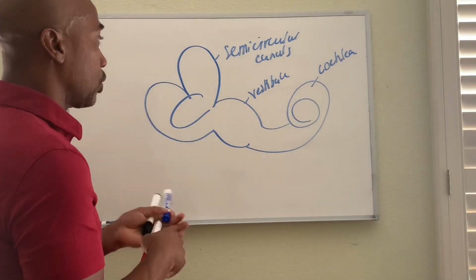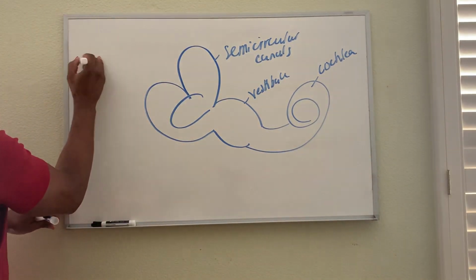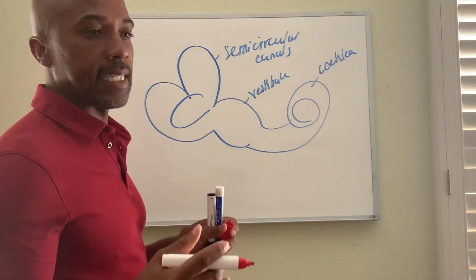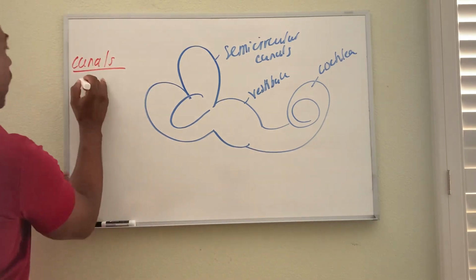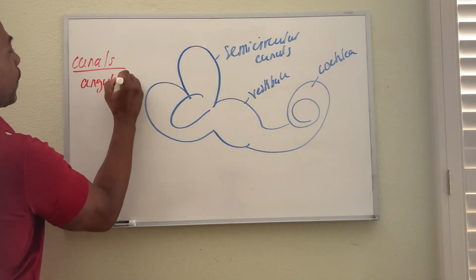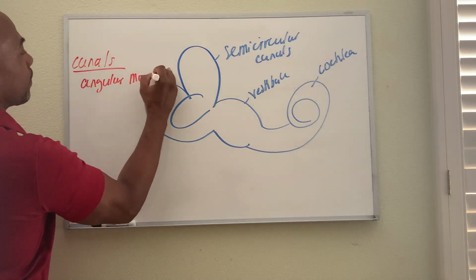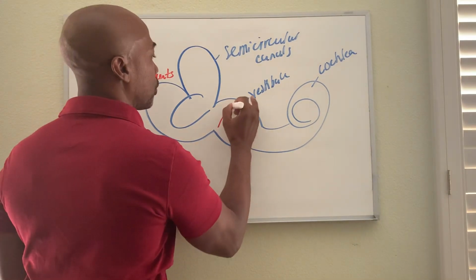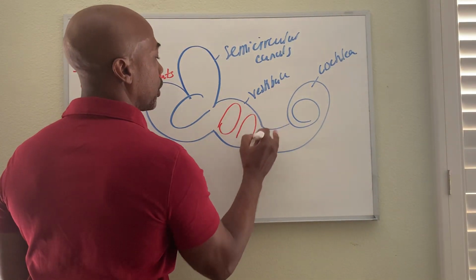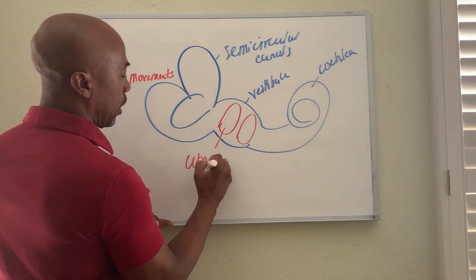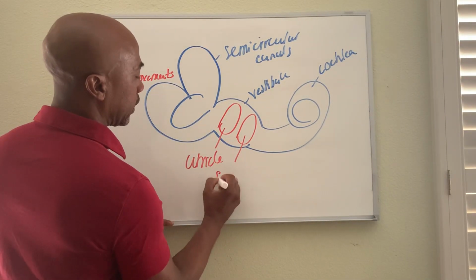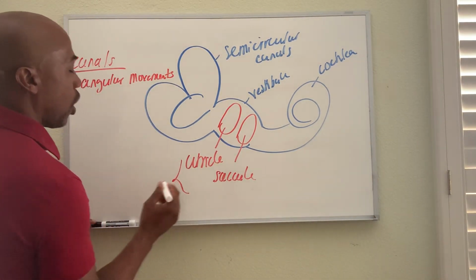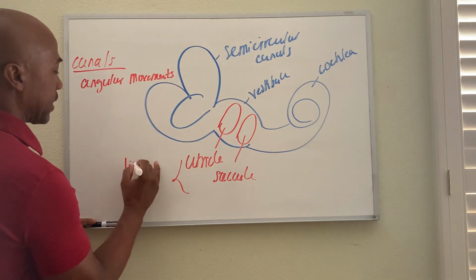So the canals are responsible for detecting the head during angular movement. So they're good for angular movements, while the vestibule has in it 2 structures. An upper structure called the utricle, and the lower one called the saccule. Okay? And these 2 are useful for linear movements.